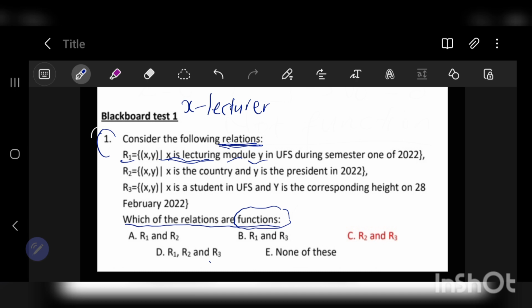Can you see that, people? And then your y, people, module y. So your y, which is your output, now will represent your what, people? Your module in UFS during Semester 1 of 2022. So check out, people.